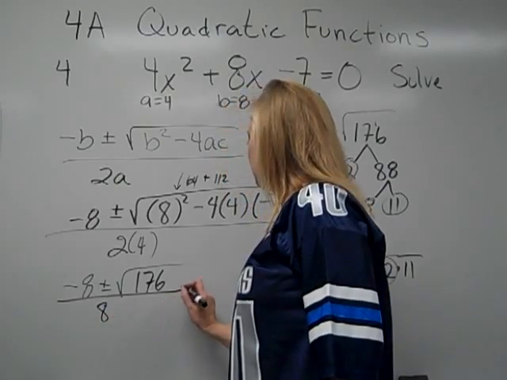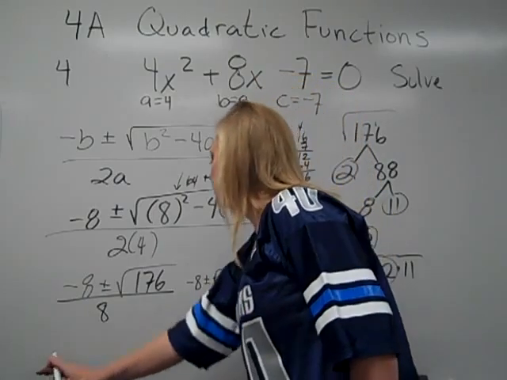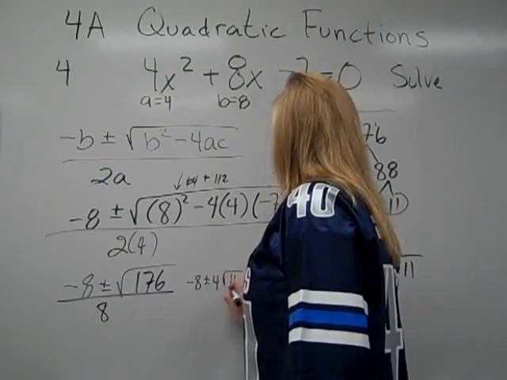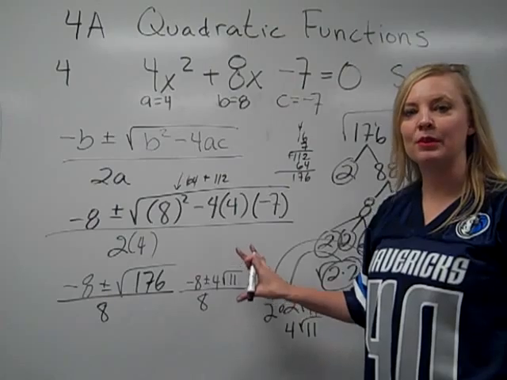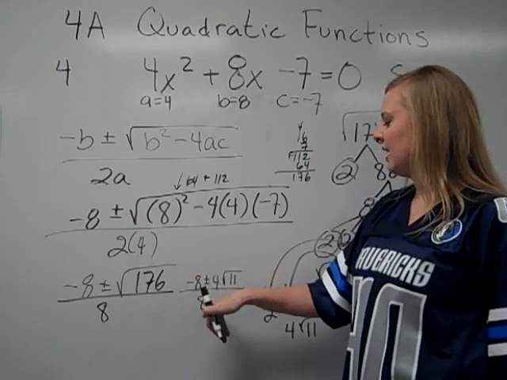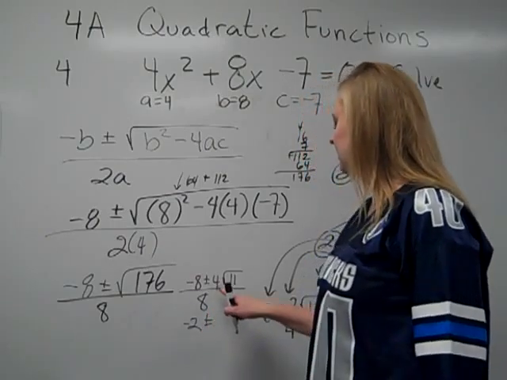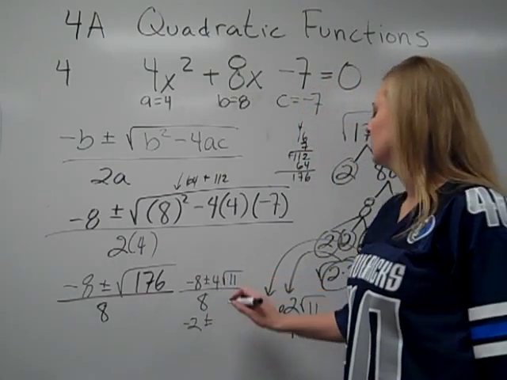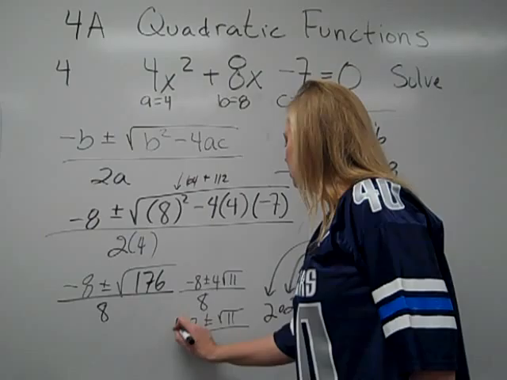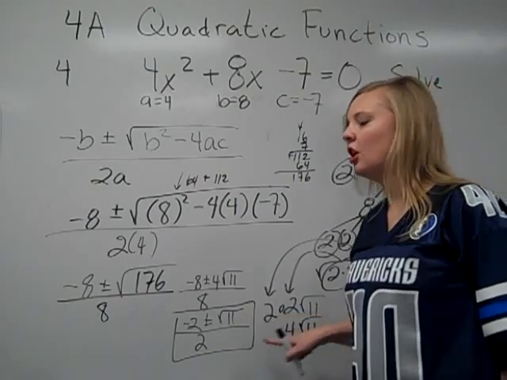So we have negative 8 plus or minus this 4 square root 11 all over 8. The last step is to reduce this down. 4 is the largest factor that goes into 8 and 4 evenly. So 4 goes into negative 8 negative 2 times, plus or minus 4 divided by 4 is 1, so the square root of 11, all over 8 divided by 4 is 2. So our final answer is negative 2 plus or minus the square root of 11 divided by 2.